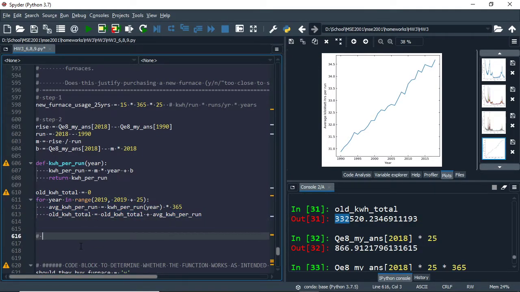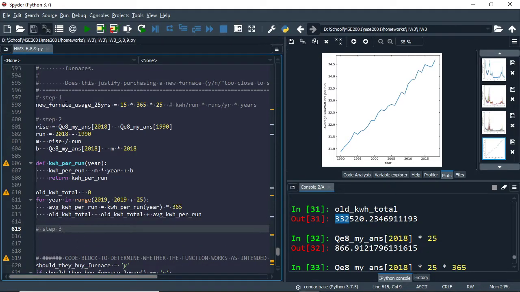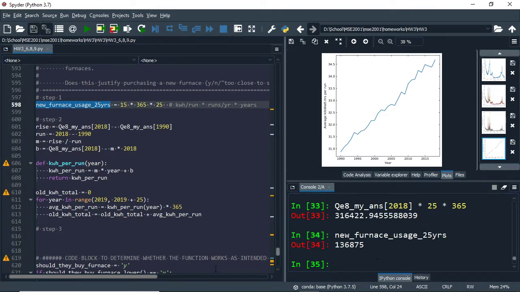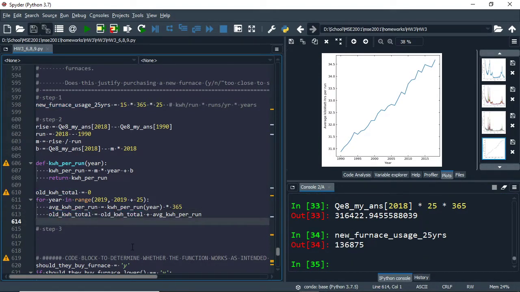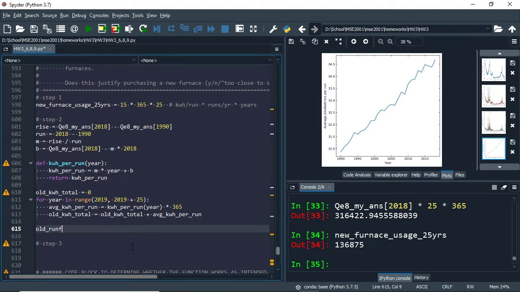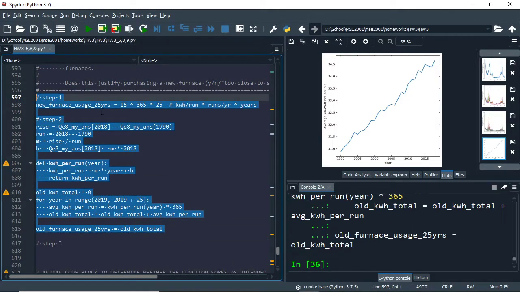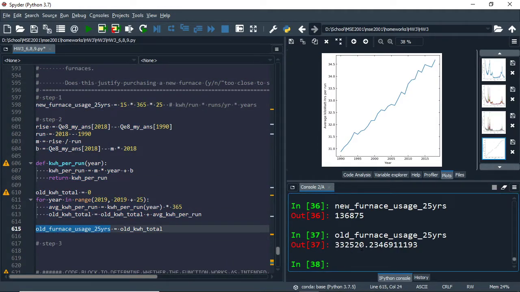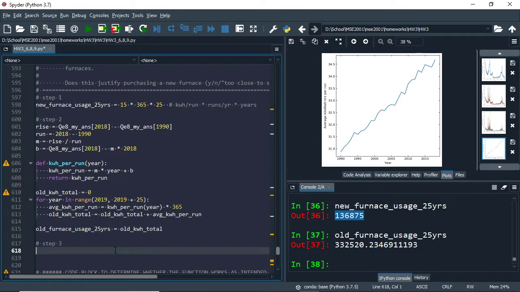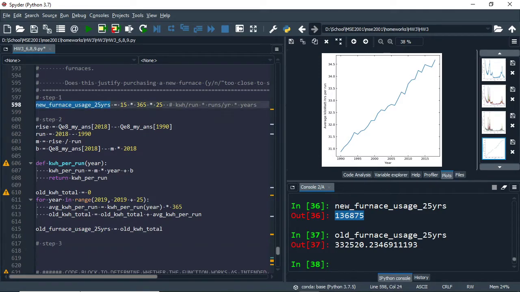Now the final part is to simply compare those. So we have new furnace usage over 25 years. Let's go ahead and call this old furnace. In fact, let me just copy paste. Call this old furnace usage over the last 25 years, and that's equal to the old kilowatt total. And let's see how much money we save when we use this many kilowatt hours. Okay, so we have the old furnace usage.